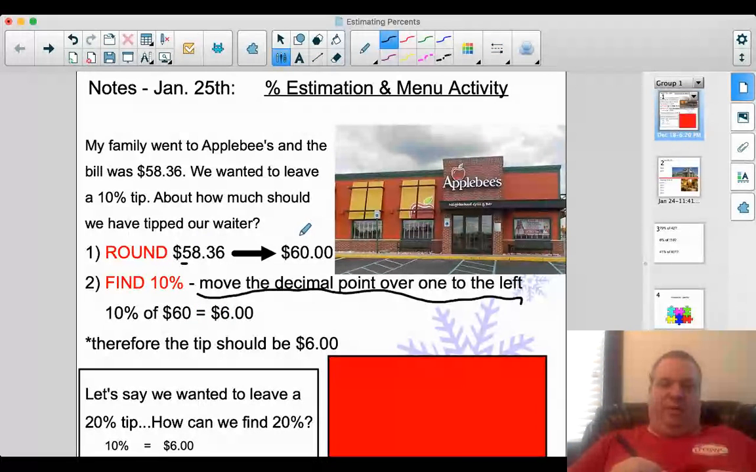And this is why we wanted to round to the nearest tens place, so we'd have a 0 at the end that we could just drop. So 10% of 60 is 6. Therefore, the tip should be about $6. Okay, so we rounded to the nearest tens place, and we just divided by 10, which moved the decimal point over 1, to figure out what 10% would be.